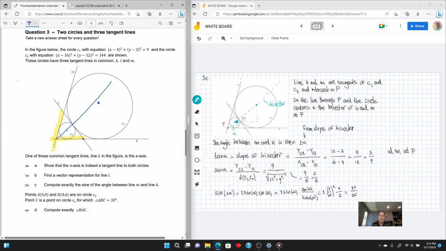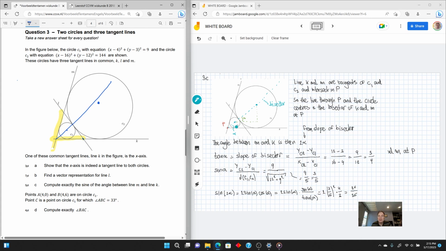The bisector is the line that goes through point P here and the circle centers. And since this is a bisector, it actually splits the angle between line M and K, which is what they're asking for, in two. So I just need to find the angle of the bisector with line K, and then double it to find the angle between M and K.